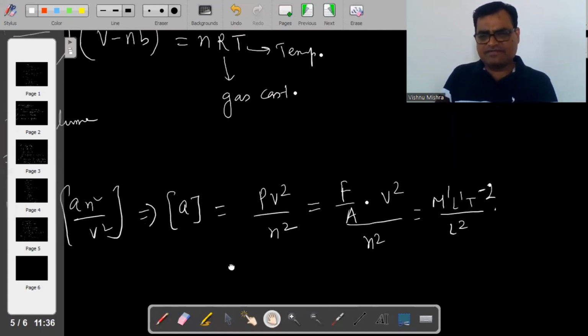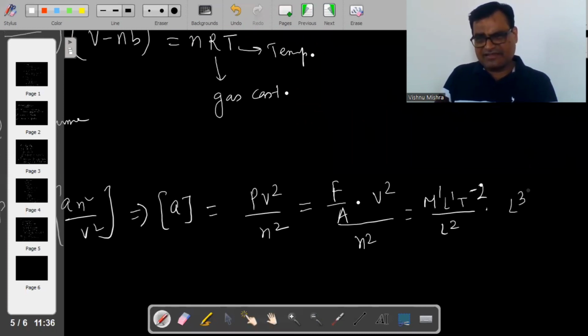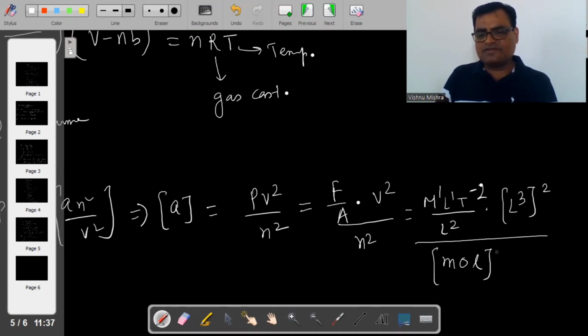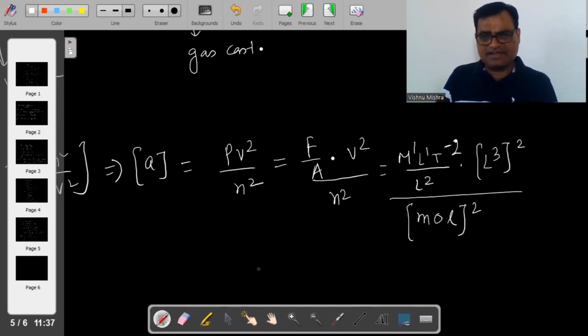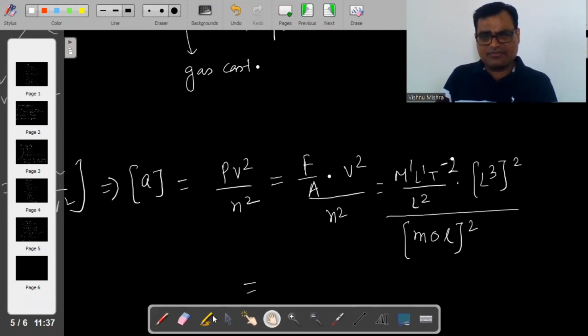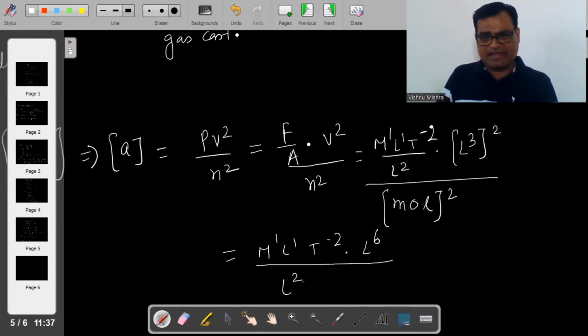So V square, V is the volume here. Volume is what? L cube, its square. And N is the number of moles. Number of mole is a fundamental physical quantity. So this is mole square. समझ में आ रहा है? तो प्रेशर का लिखा and volume का लिखा, number of moles का भी लिख दिया. So now just solve it and get the answer. This is what? M1 L1 T minus 2. This is L6 divided by what? L square and mole square. तो इसको अरेंज करो तो m1 कितना है?